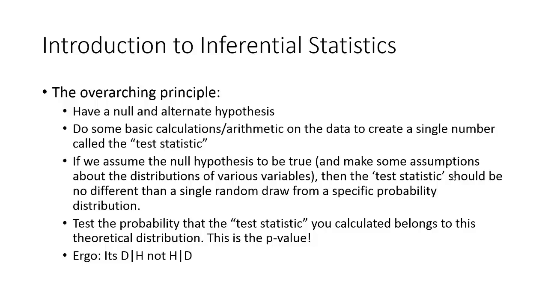Some of you might have heard of these test statistics. They might be called the Z statistic or the T statistic, and so on. The crux of hypothesis testing is that if we assume the null hypothesis to be true and make some assumptions about distributions of various variables, which we won't go into that much, then technically the test statistic should be no different than drawing a random number from a specific probability distribution.